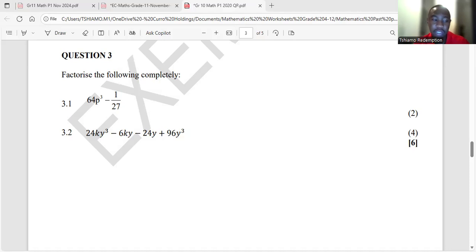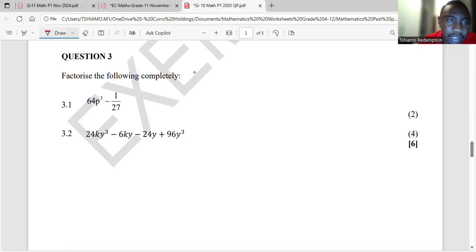Cubes. So that's what we're going to apply there. For the sum or difference of cubes, we need the first term. First term, we'll find the cube root. The cube root of 64p cubed will be, how much is it? 4, yes, 4. And then p cubed will be p. So the first term is 4p.